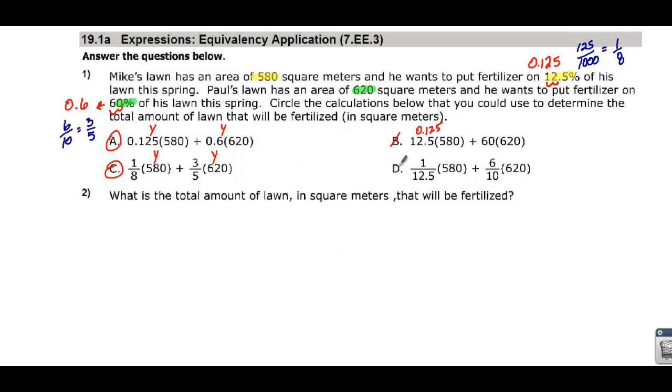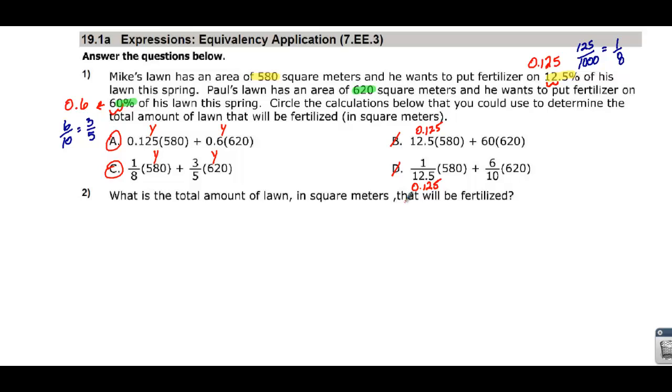And then the same thing right here. Can't be 1 over 12.5. That's not going to work. 6/10 times the 620. Yeah, that one does work. But 1 over 12.5, that does not work. It has to be 0.125. So now we know our correct answers are A and C.